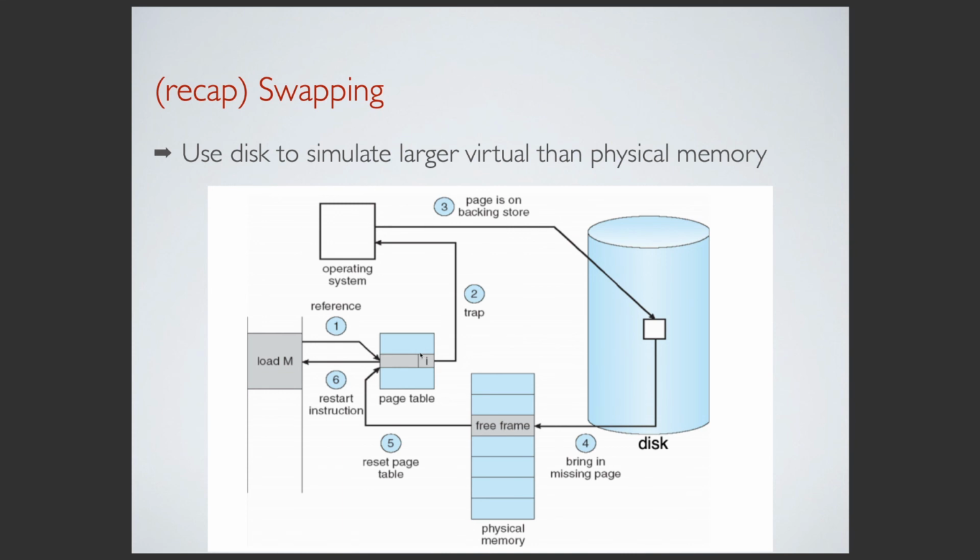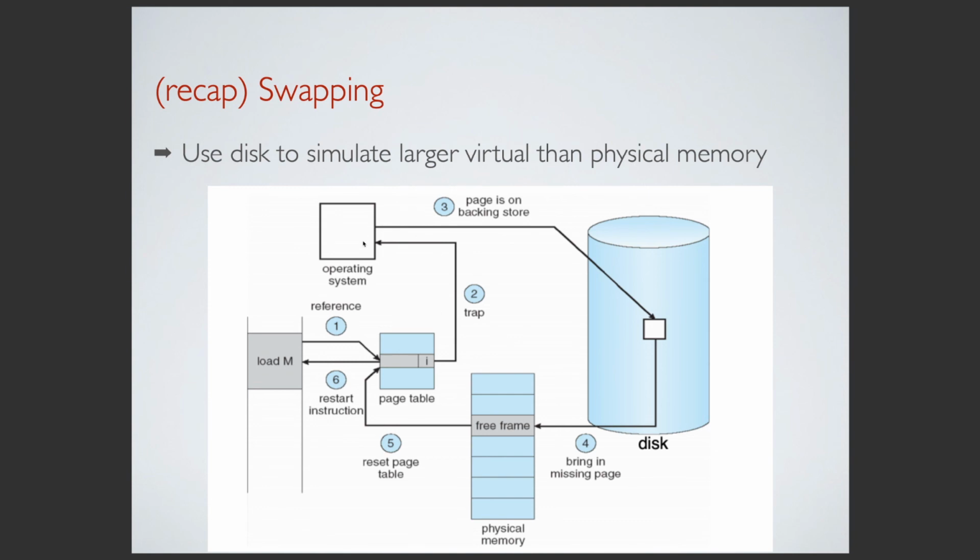Page fault, what do we do? Well, we know that there's a page fault because there's going to be an invalid bit that is set. If we see this invalid bit, we're going to send a page trap. And who does that, by the way? The MMU, the memory management unit. It's going to send a trap to the operating system.